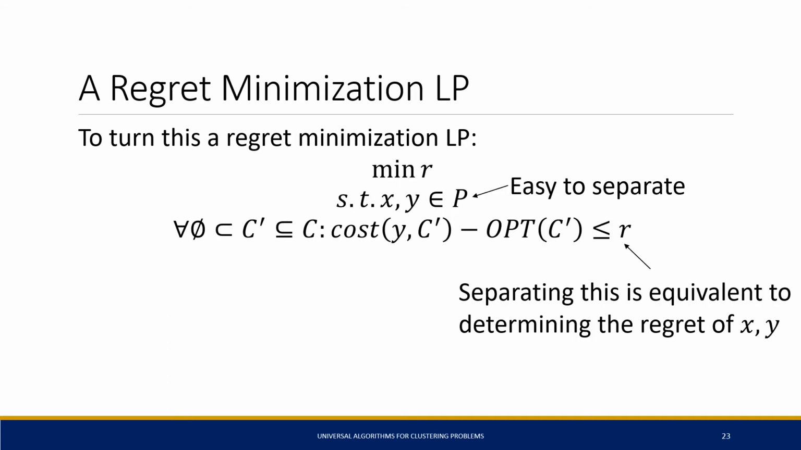And now for the regret minimization LP, I'm going to say that I want to minimize R, subject to the variables x, y that appeared in the classic LP being in the polytope P. And this constraint is very easy to separate. But I'm also going to have this constraint that for every subset of clients C prime, the difference between the cost of the fractional solution on C prime and the optimal cost for C prime is at most R. So here R represents the regret, and my goal is just to ensure that this regret bound holds for every realization. So effectively separating this last set of constraints is equivalent to determining the regret of the fractional solution given by x and y.